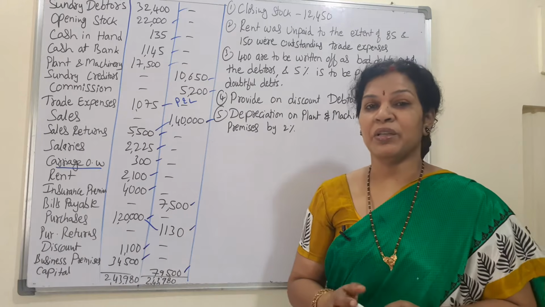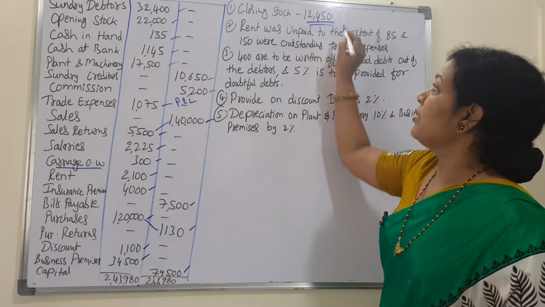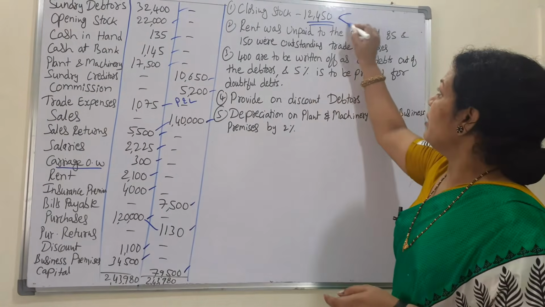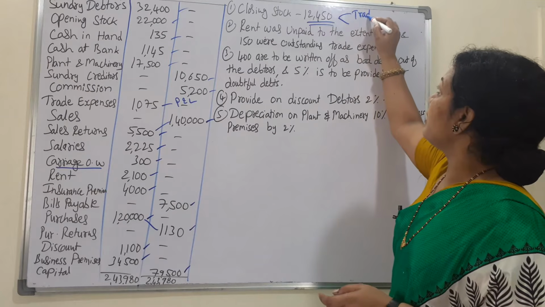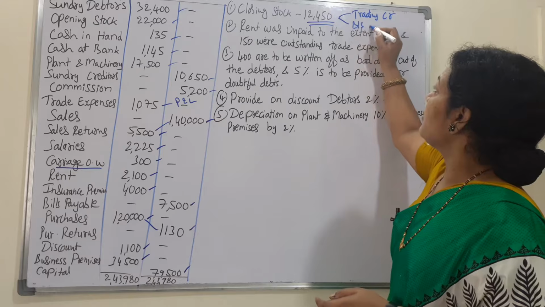Okay, now coming to the adjustments. Adjustments, first one is here, closing stock. Closing stock, as you know, comes 2 times. One time in the trading account credit side and another time in the balance sheet asset.